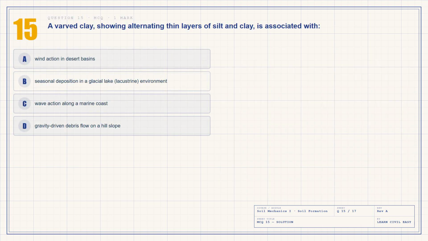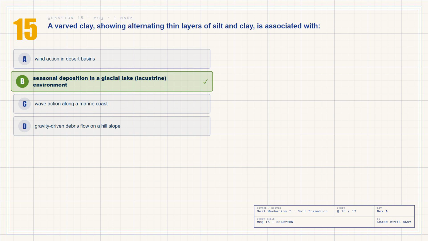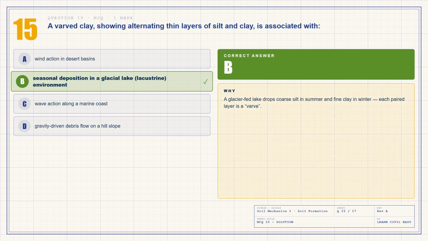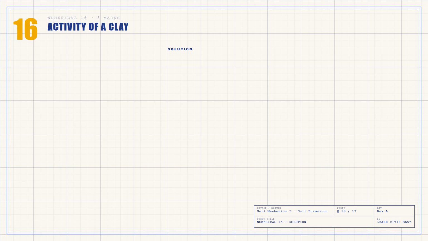Question 15. The answer is B. A varved clay forms by seasonal deposition in a glacial lake. Each year leaves a coarse silt layer in summer and a fine clay layer in winter, and those paired layers are called a varve.